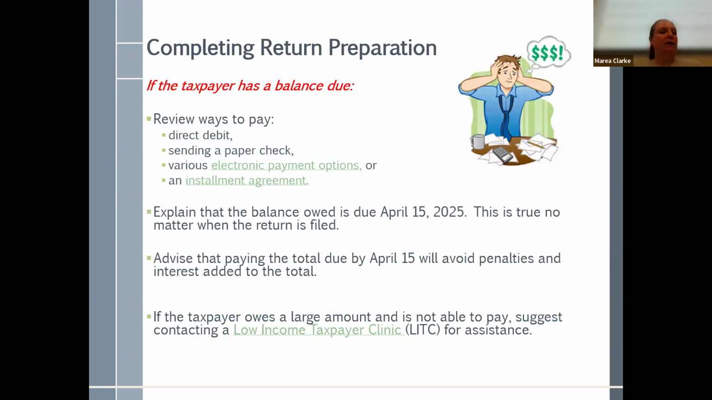If they owe money, again, they can do the same thing for non-residents and residents, right? Direct debit, send a paper check, electronic payment options, credit cards. They charge those extra fees because they can't take less than the tax owed. They can also do an installment agreement. Again, interest and penalties do get charged, but at least you have an official payment.